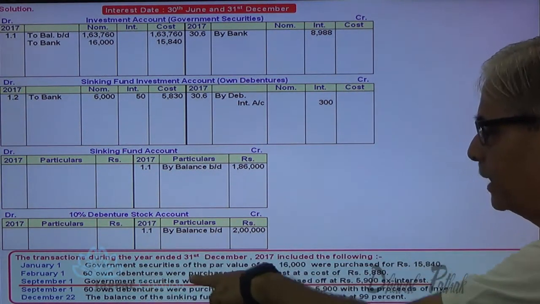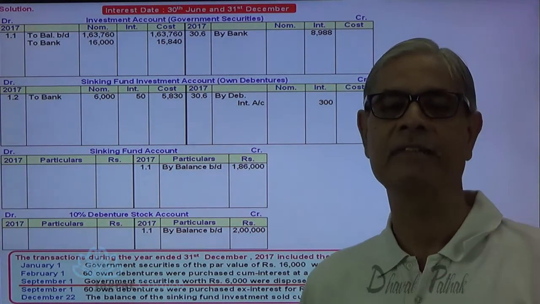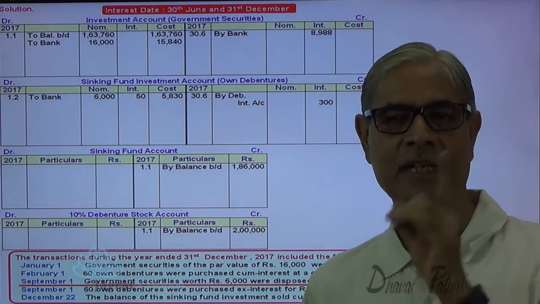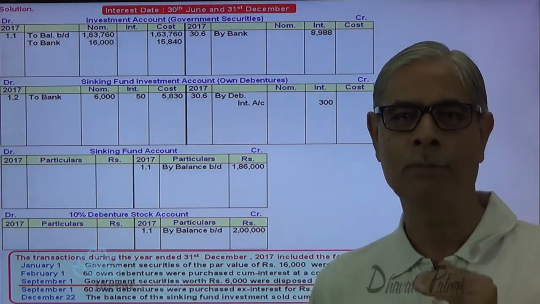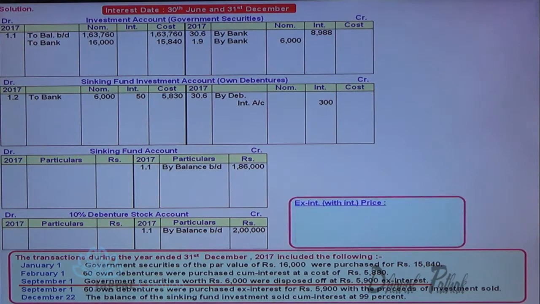Now government securities for 6,000 are disposed of. When you sell the investment, you receive interest. You receive interest till the date of transaction, starting from last date of interest. So sale investment account is to be credited at face value. 5,900 is the ex-interest price.